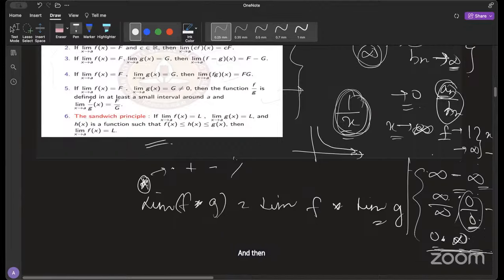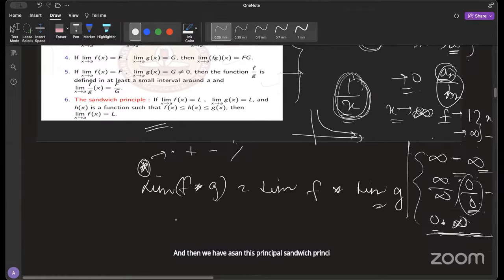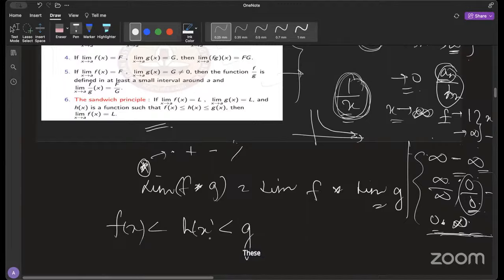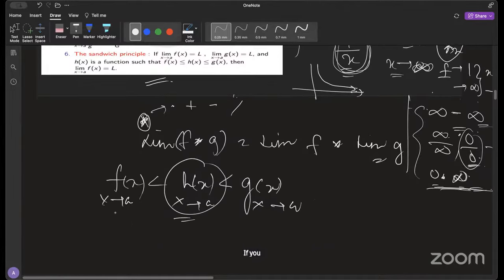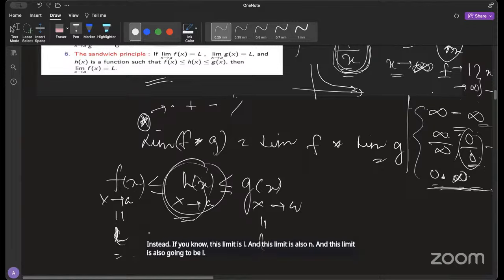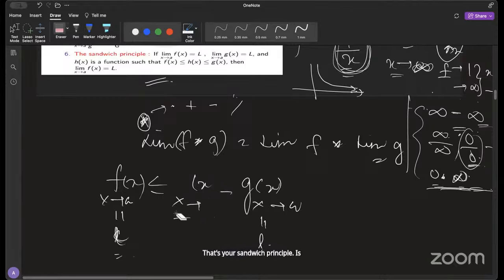And then we have this principle, called the sandwich principle. Let's say you have f here, g here, and you have function h here, and you need to find the limit of these functions at x tending to a. If you don't know the limit of this function, you can use this rule. If you know this limit is L, and this limit is also L, then this limit is also going to be L. That's your sandwich principle. Is that okay?